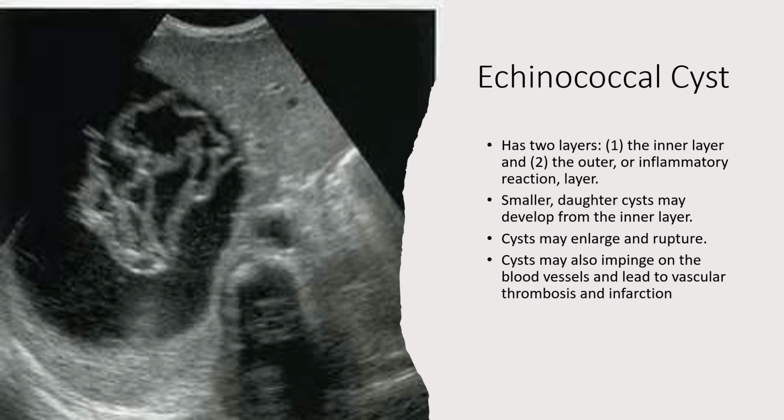So they can impinge on the blood vessels. They can lead to vascular thrombosis. So again, we can see Budd-Chiari sometimes develop in these patients. Remember, we said we can get thrombosis of the hepatic veins or the IVC, and then we end up with Budd-Chiari. And also infarction, which is an interruption in the blood supply to the organ, in this case the liver, which then leads to tissue death and necrosis if it goes on long enough.